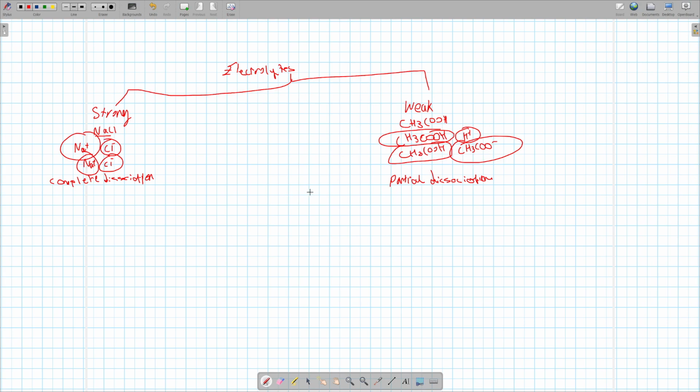Okay, what are the strong acids? Sorry, an electrolyte doesn't necessarily have to be an acid. It can be a base as well. So what are my strong electrolytes? They can be acids or bases. Let's see. What are my strong acids? HCl, HBr, HI, and HNO3.